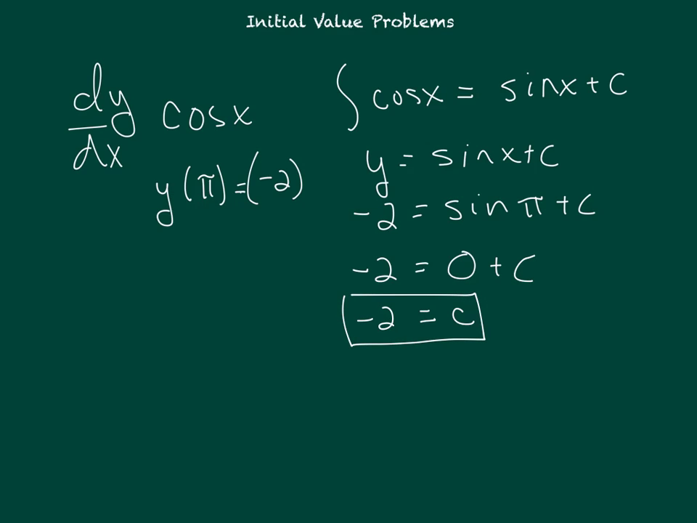Now we're not quite done because we have to put it back in the context of the complete antiderivative. So we have y equals sine of x minus 2. And that is your final answer.